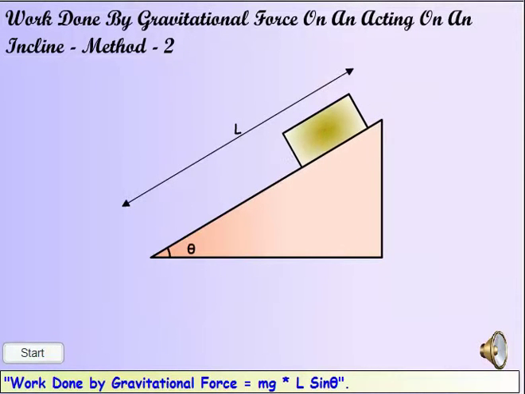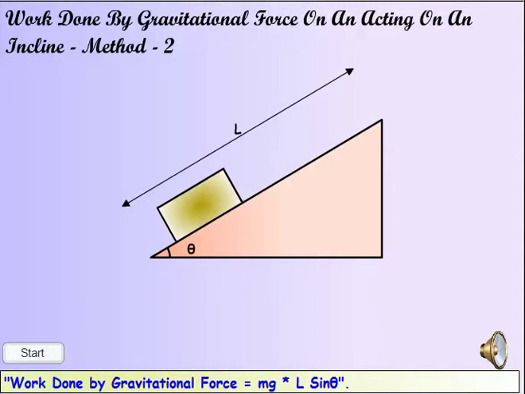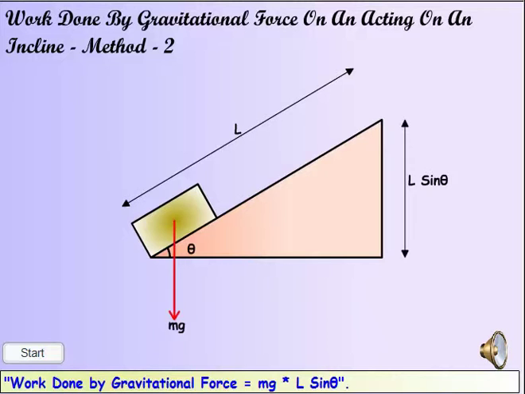Let us look at another way of computing the work done by the gravitational force as the block slides down the incline. Here, we will not resolve the gravitational force, but keep it in the same direction. We will instead find out the distance it covers in the vertical direction, which is L times sin theta. The work done by the gravitational force is therefore mg times L sin theta. This is the same work done as in the earlier case. There we resolved the force and took the distance as the actual distance the block travelled.